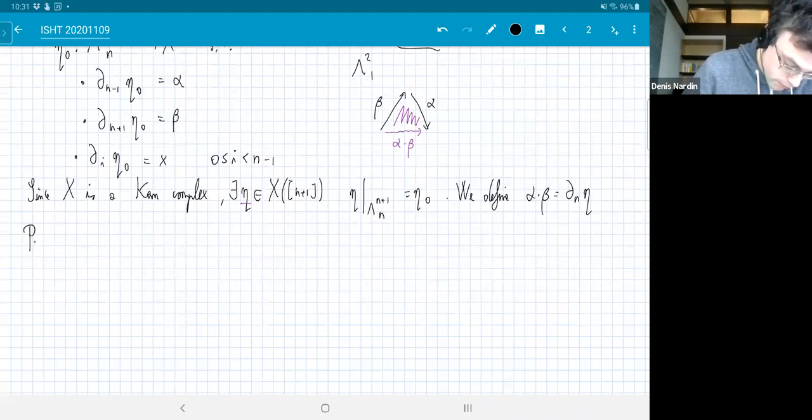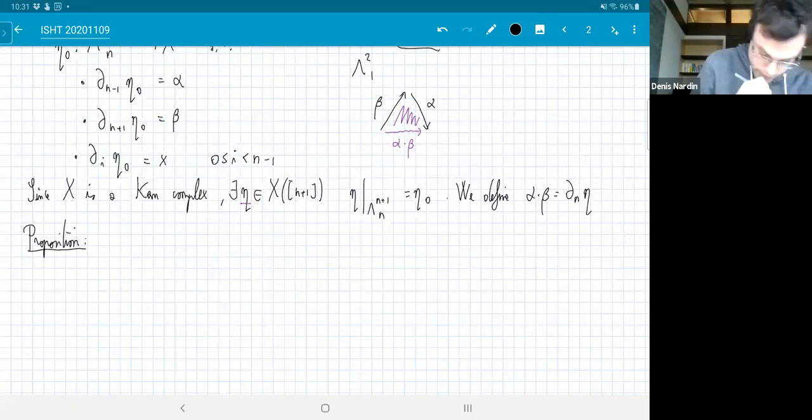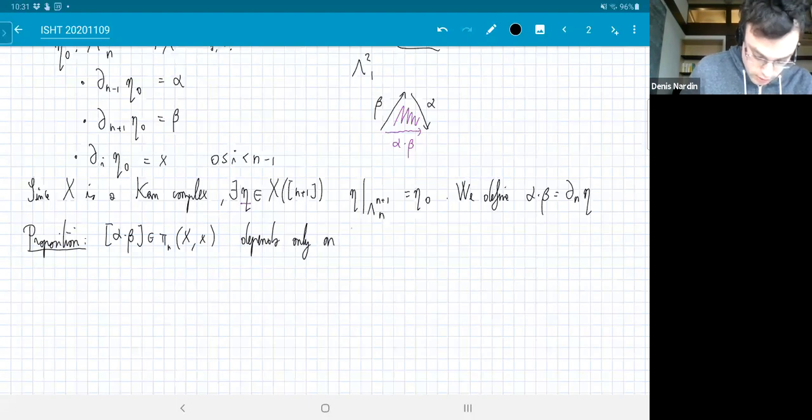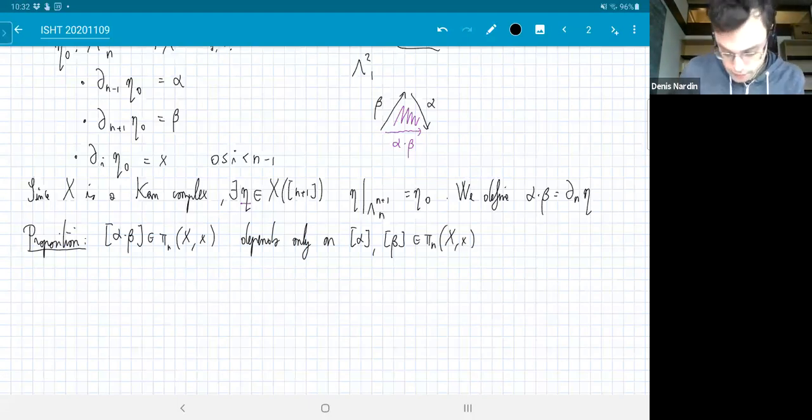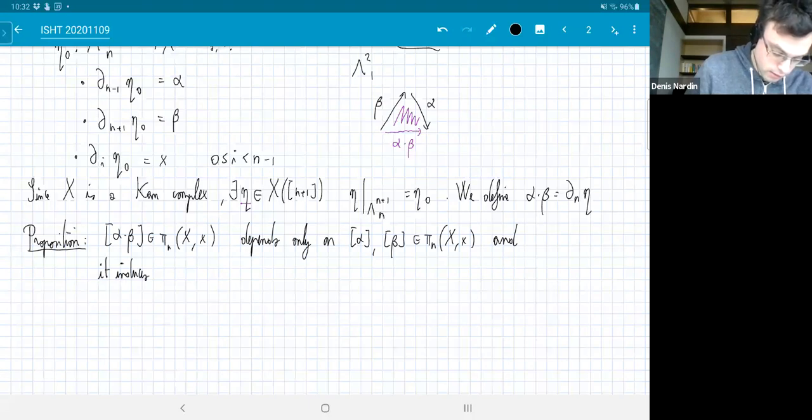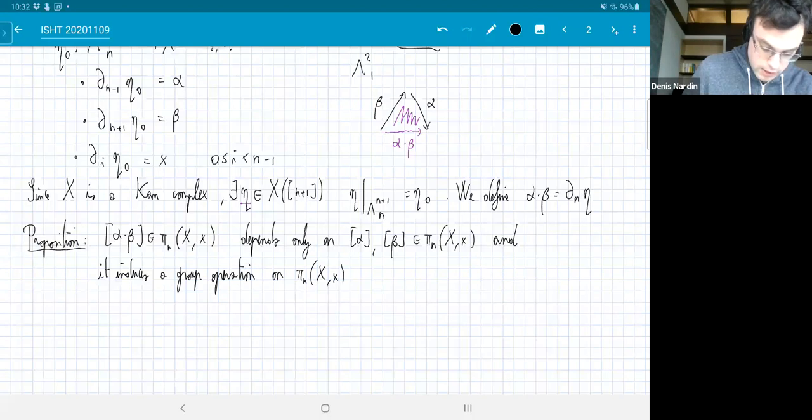Okay, and as a proposition, the class of α · β in π_n(X, x) depends only on the class of α and the class of β, and it induces a group operation. In fact, you can also prove that it's abelian for n greater than one, but we will get it as a consequence of some theorems. You could actually do everything completely simplicially and never mention topological spaces at all, but I'm not going to do that in the interest of brevity.